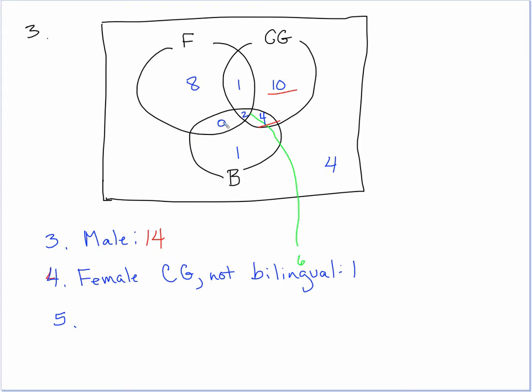And problem 5, how many women who are not college graduates are bilingual? So I'm looking at females who are not college graduates. That's these 2 regions, 8 and 0 combined. And I want to know how many are bilingual. So female, not a college graduate, and are bilingual. Should be this total 8, who are bilingual. So how many women, not college graduates, are bilingual? It's this number here, 0.